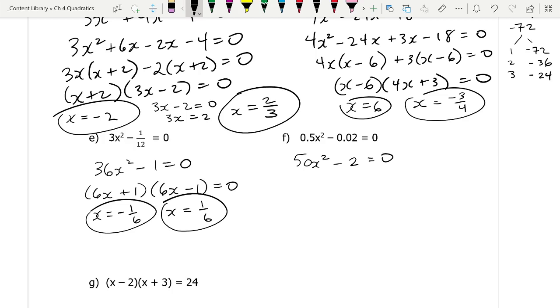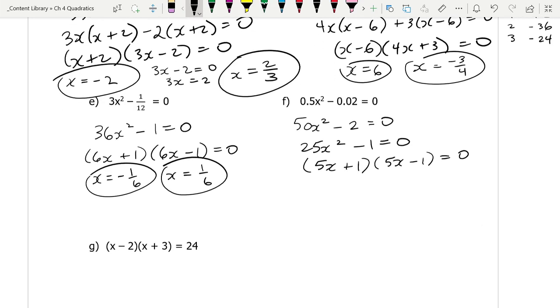You're probably looking at it going, hey, that's still not a perfect square. It is if I factor out a 2 now. Numbers are your puppets, make them dance. Ha ha. Isn't that nice? 5x plus 1, 5x minus 1, and my two answers for that are x equals negative 1/5 and x equals 1/5.